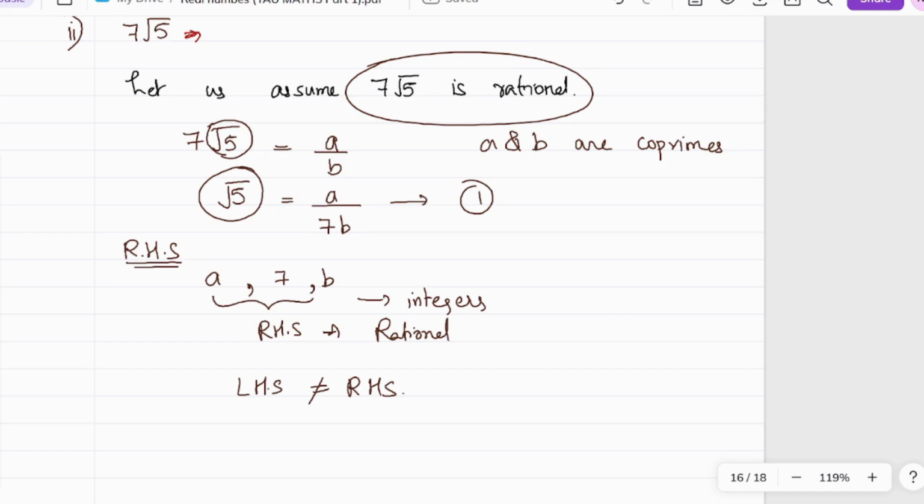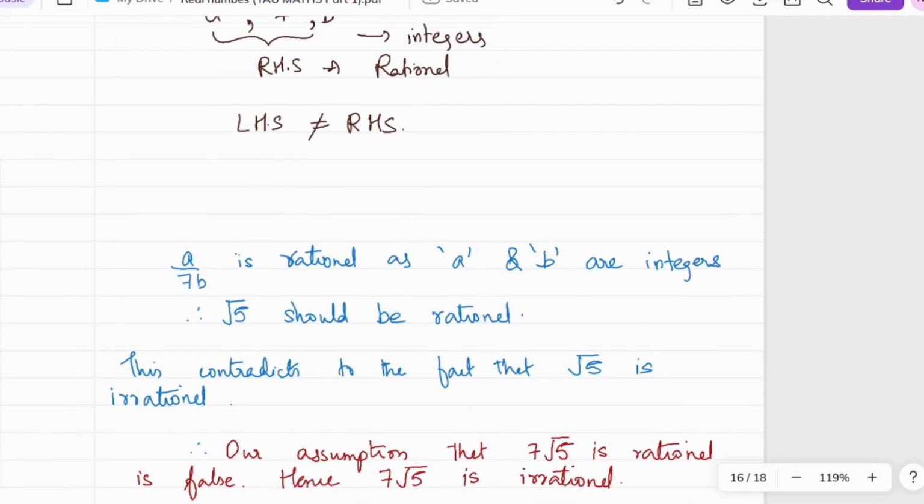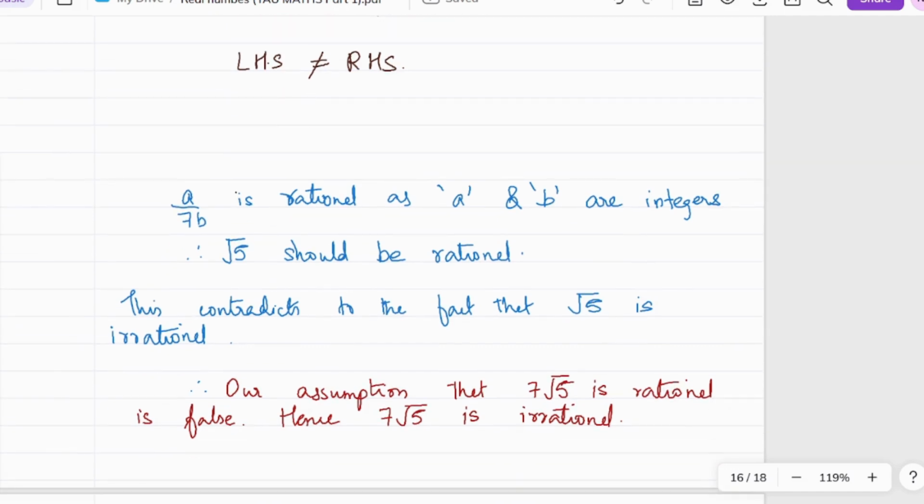So how should we write that? a by 7b is rational, as we know that a and 7b are integers. Therefore root 5 should also be rational. But this contradicts the fact that root 5 is irrational. Therefore what we assumed was wrong. Our assumption that 7 root 5 is rational is false. Hence 7 root 5 is irrational. Clear? In this way, we have to wind up the answer.